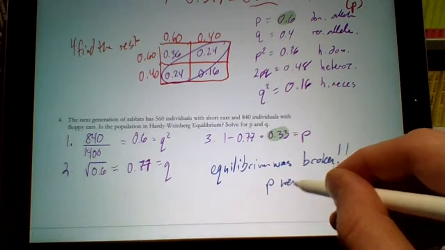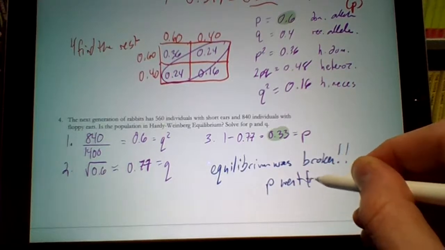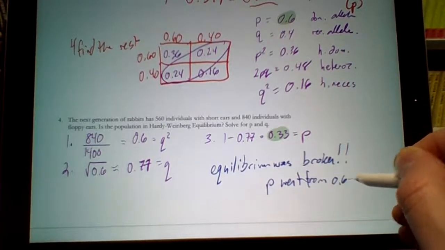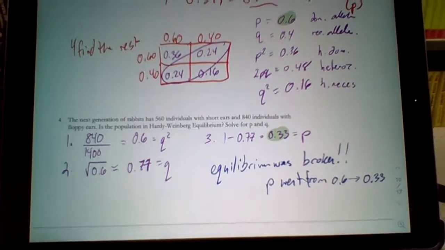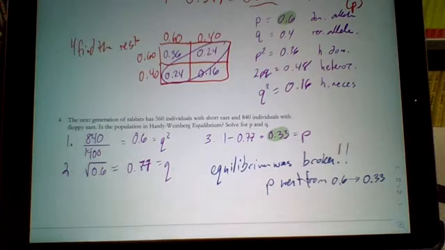P went from 0.6 to 0.33. And so this would be a point where biologists would start to sound the alarms. They'd start looking for reasons.